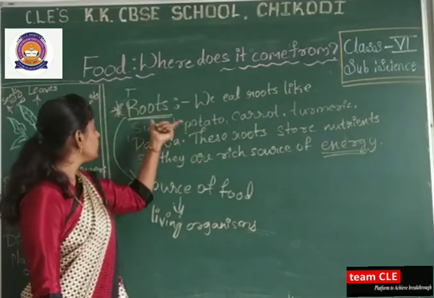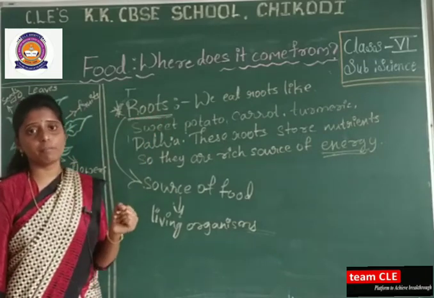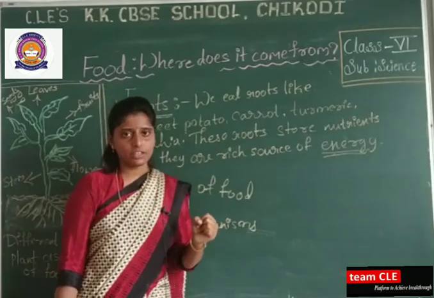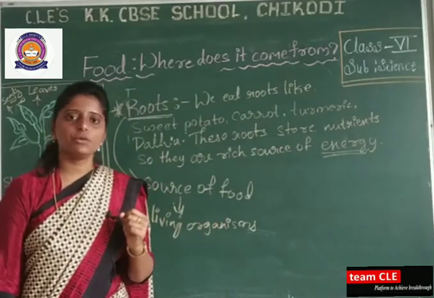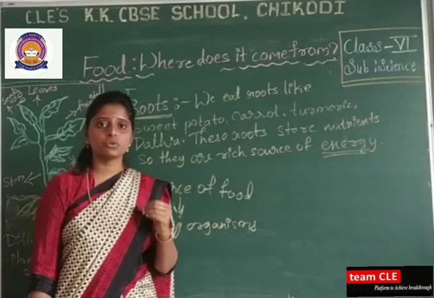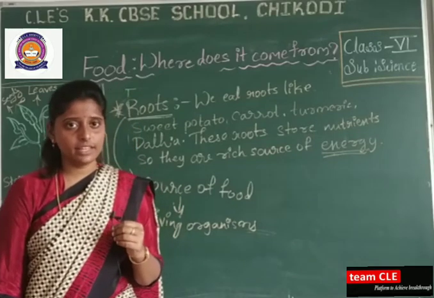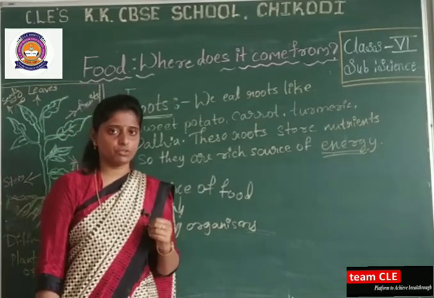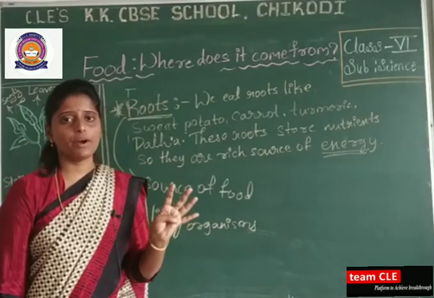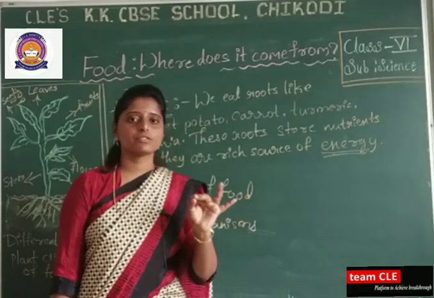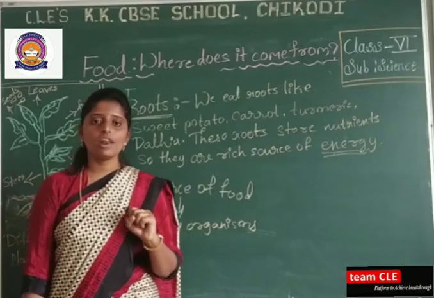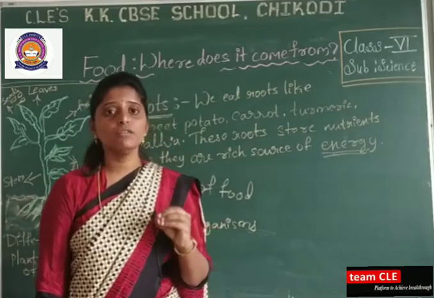Correct? So what do we get by eating the roots? In the roots, we have some nutrients. You all know what nutrients are, you studied them in your previous classes. Nutrients help us to grow and stay healthy, and they give energy also. There are a total of 7 kinds of nutrients: carbohydrates, vitamins, minerals, fiber, water, proteins and fats. These are the nutrients present in food.